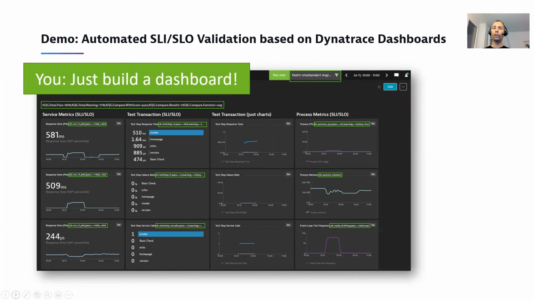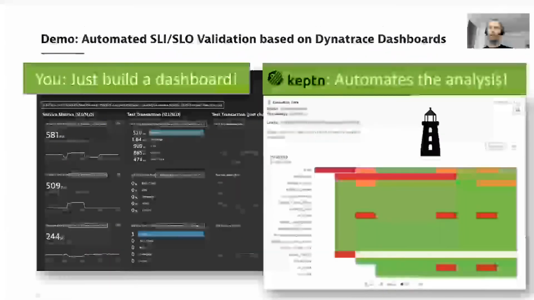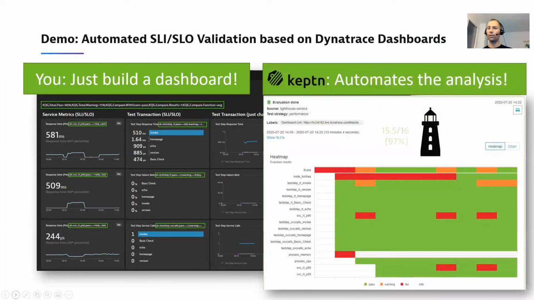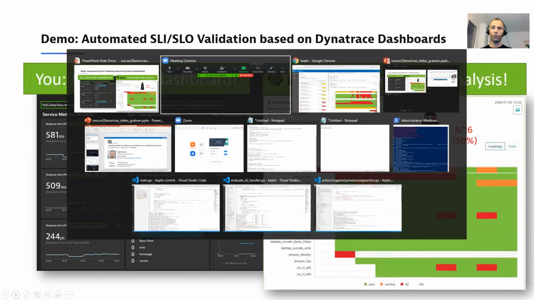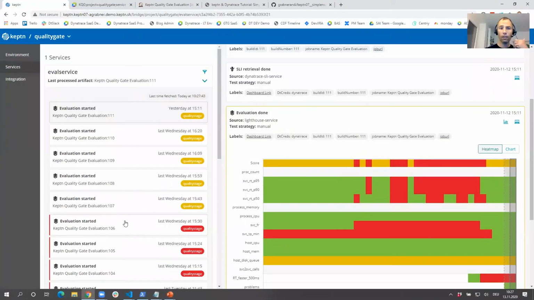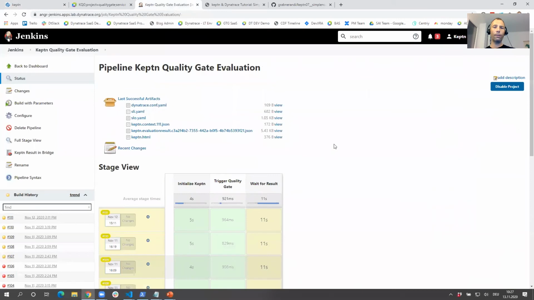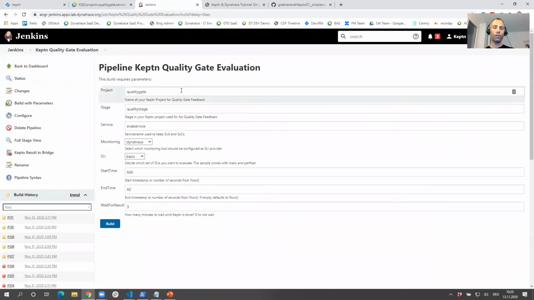The only thing you need to do in our integration is build a dashboard, and this is then the dashboard that will be transferred into the SLI and SLO YAML with all the information on every metric, and then Keptn will automate the analysis. Okay, so let me quickly show you. So here is my Keptn front end. Let me just quickly run a pipeline. I'm using Jenkins here. I can say build with parameters, and I just say Keptn.